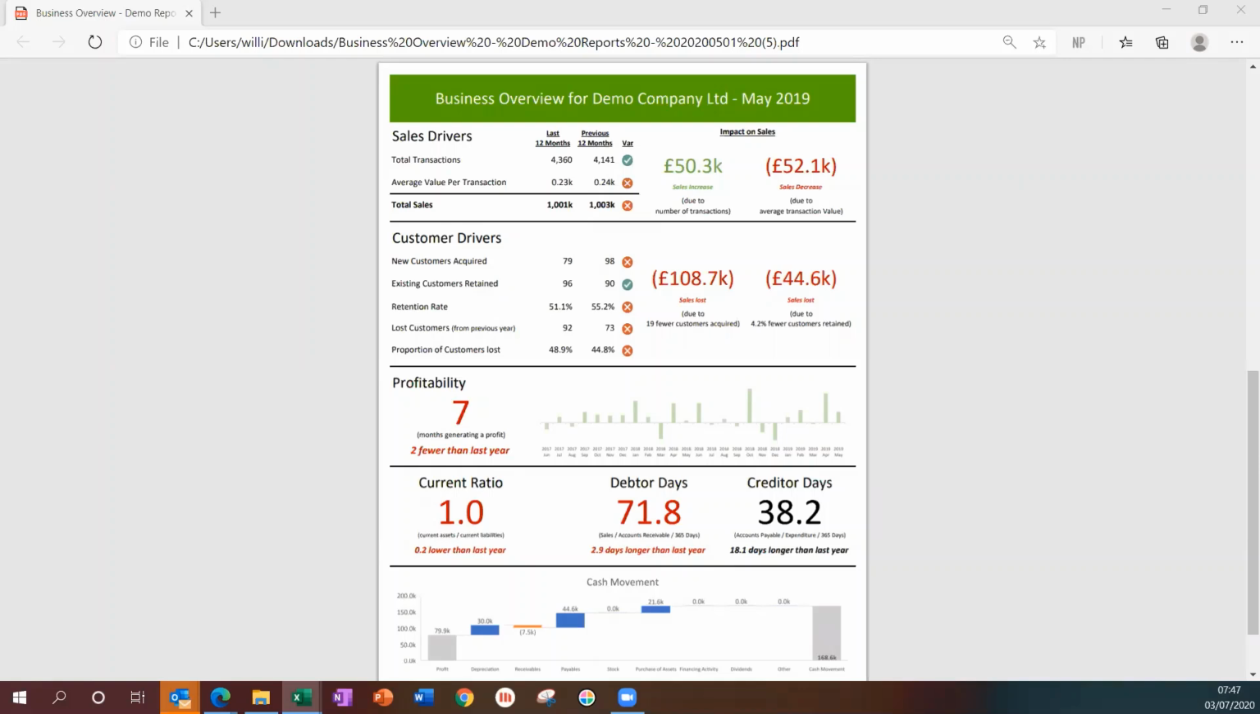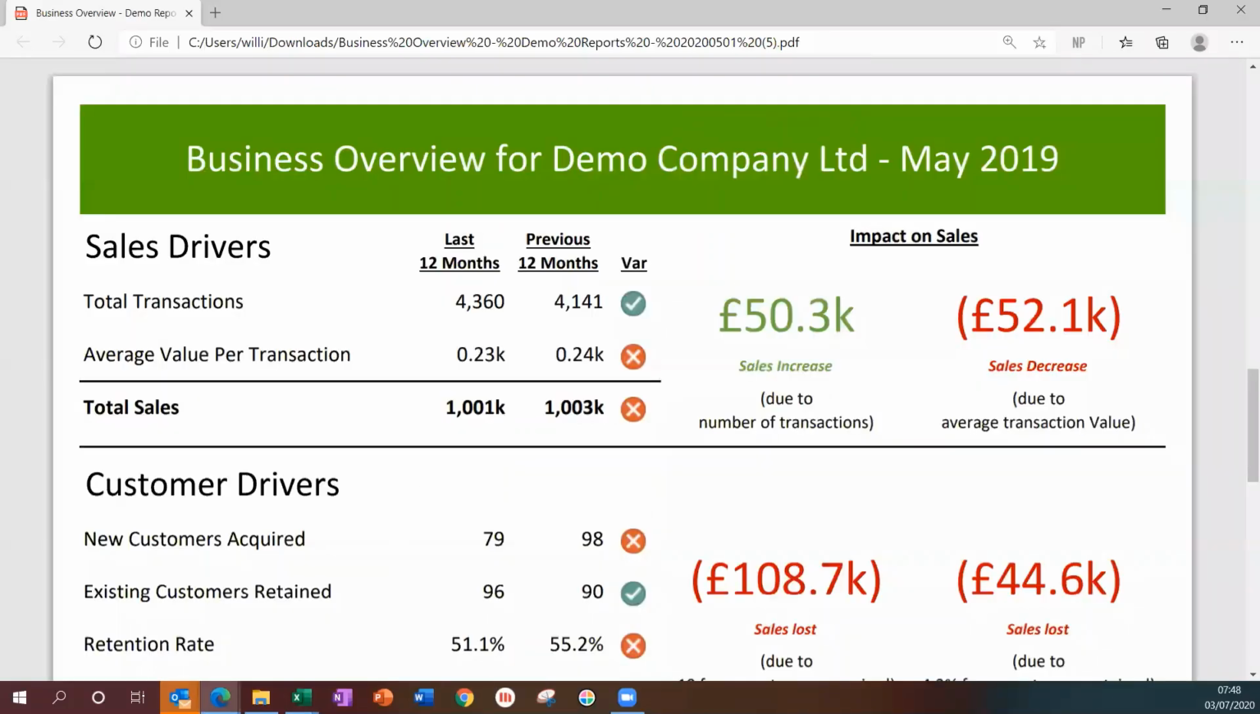The current ratio, debtor days, and creditor days are only displayed if there is more than 1 year's worth of data present, and the cash movement is also only displayed if there is more than 1 year's worth of data present. The Sales Drivers section analyzes the impact that movements in total transactions and average value per transaction has on overall sales. A green tick represents an increase compared to the previous year, and a red cross represents a decrease compared to the previous year.